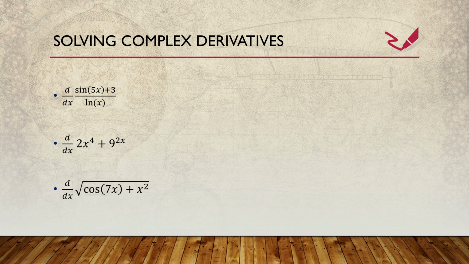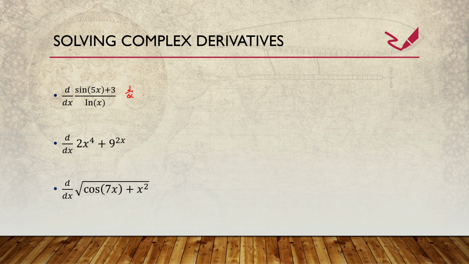So in the first one, you can see we have to find the derivative of sine of 5x plus 3 all over the natural log of x. So in order to solve this particular problem, we will have to use the quotient rule. So this is going to be a relatively long one. So we're going to do it like this.